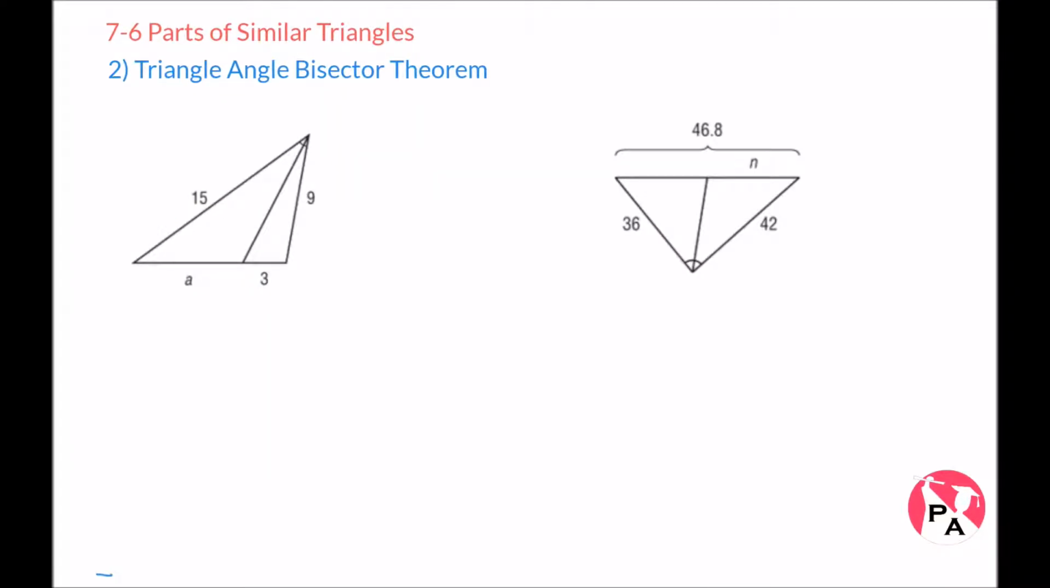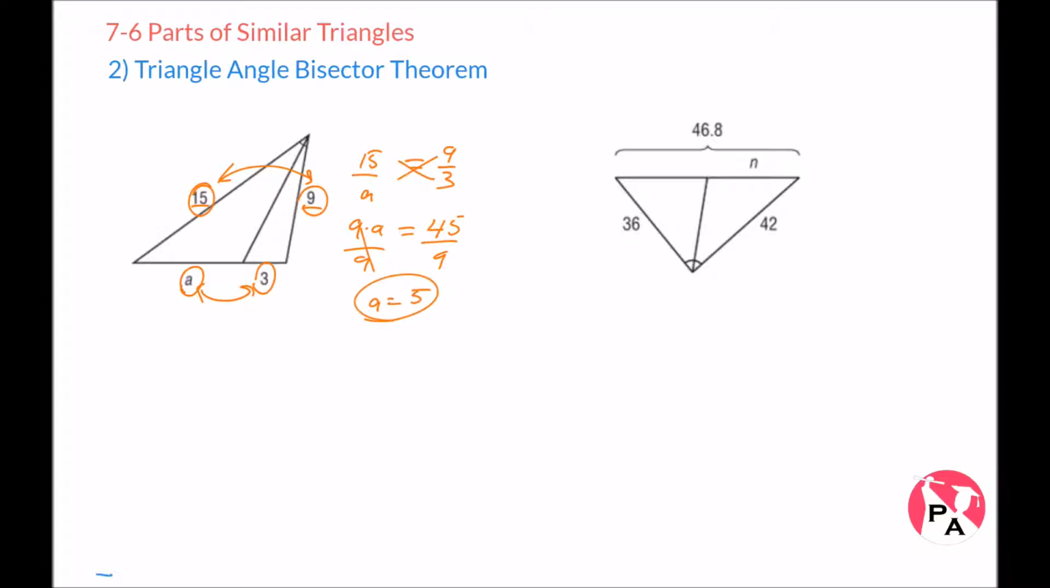Here are the last two examples of the video. What we have is the same thing. We have an angle bisector that helps us write a proportion to solve this. So remember 15 and 9, a and 3, they go together. You can either write them in the numerator and the denominator, or you can write them side by side. I'm going to write them as 15 over a equals 9 over 3. So cross multiply: 9 times a equals 15 times 3, which is 45. Divide each side by 9, and we get a equals 5.